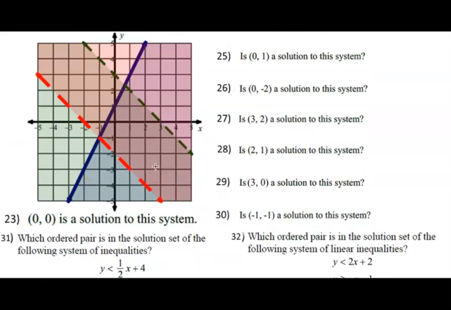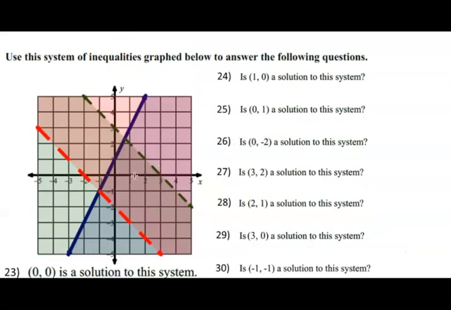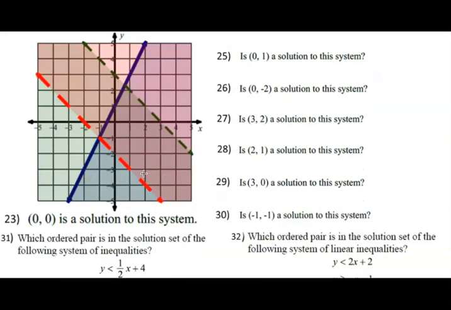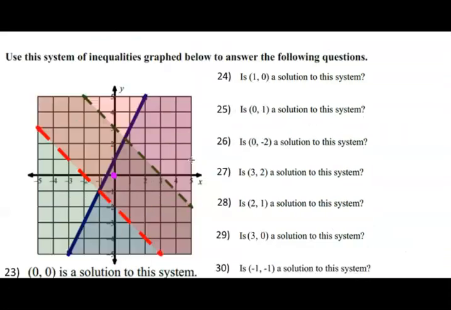If you're given a system, you can also determine if a point is a solution. So 0, 0 is a solution to the system. This is a yes. Anything in here would be yes. 1, 0. Is that a solution? Yes. 0, 1. Yes. 0, negative 2. No. And then you would complete the rest of those. Graph them on the graph provided, like plot these points to show some work.